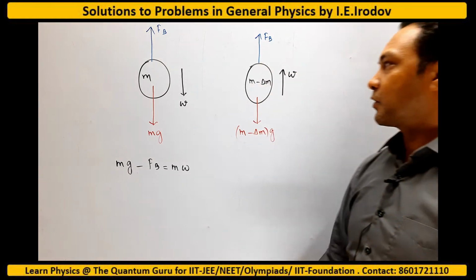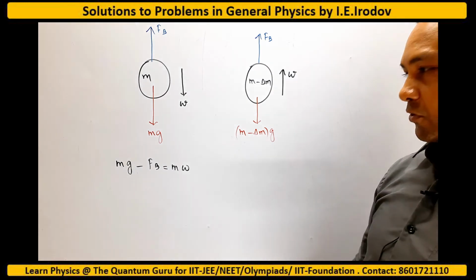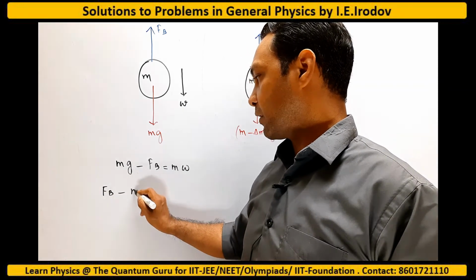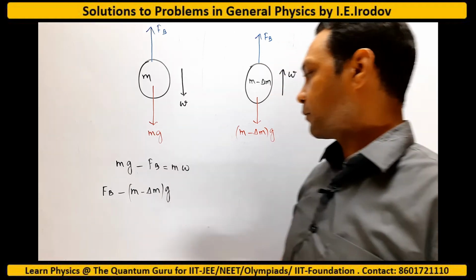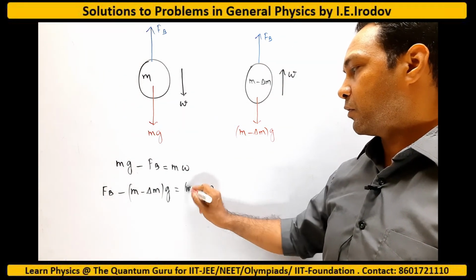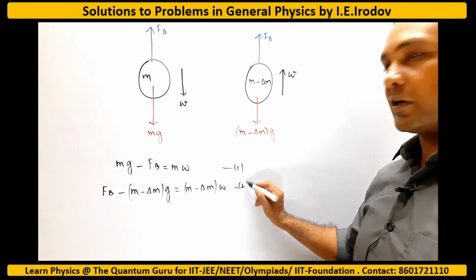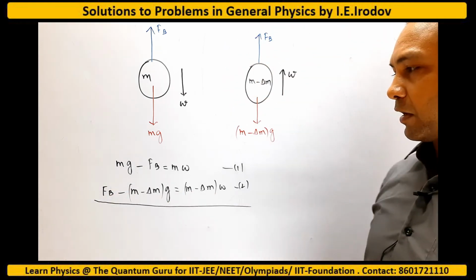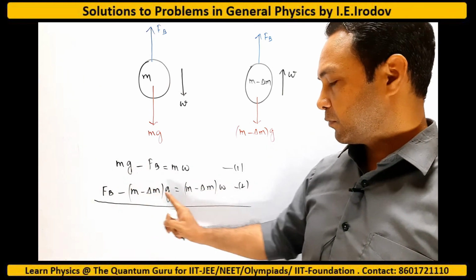So now we can write the equation of motion: net force is equal to mass times acceleration. So now the net force is Fb minus (m minus delta m) g is equal to (m minus delta m) into acceleration w. So that is the first equation, this is the second equation, and let's just add these two equations. If we add these two equations, Fb will get cancelled.